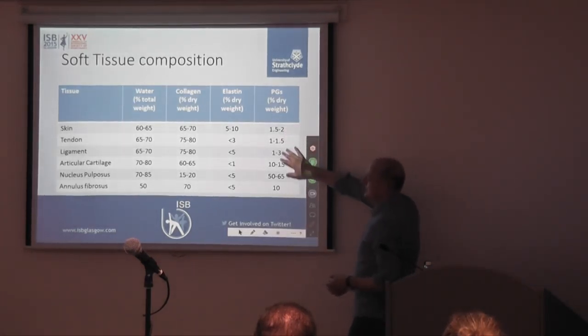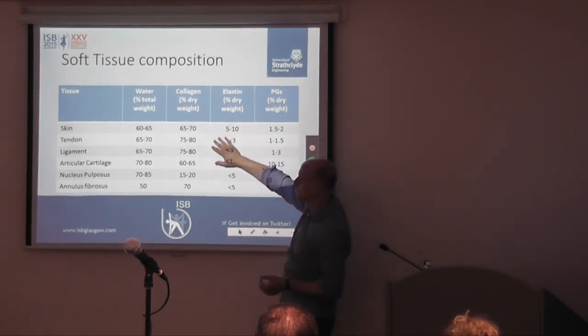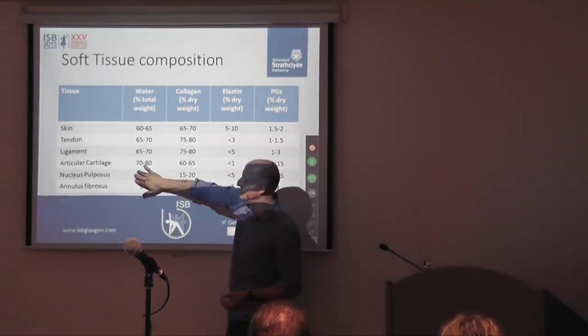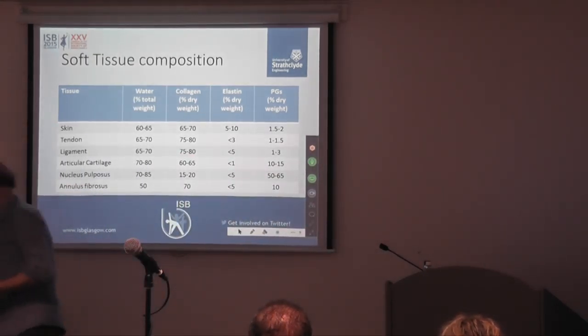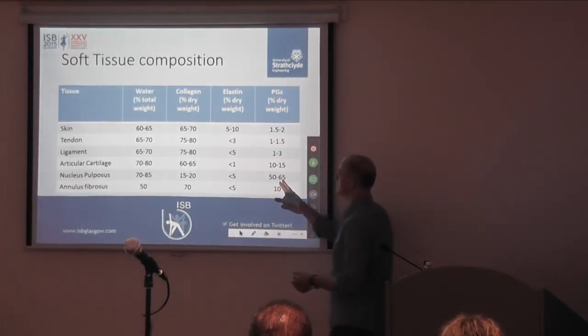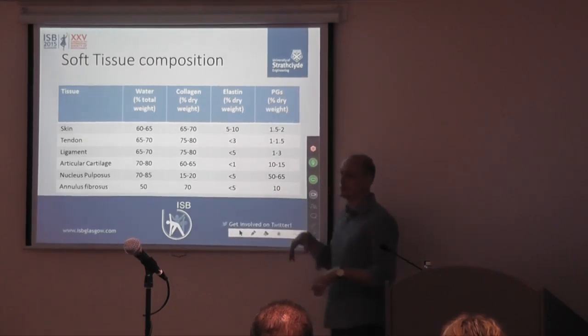The composition of tissues is quite similar, apart from the nucleus pulposus, which I've got here, and the nucleus pulposus is about 50 or 60% GAG, glycosaminoglycans. Now these GAGs are important.